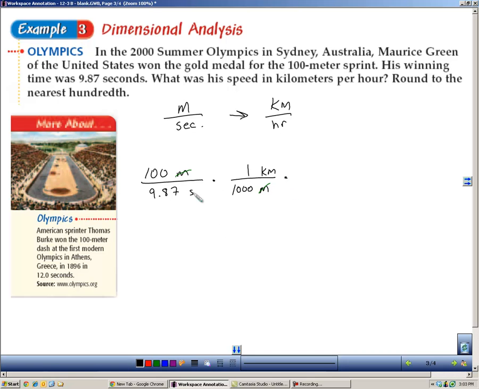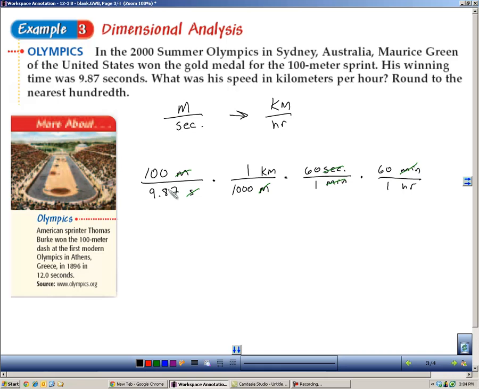The other thing I want to change is seconds into hours. So I've got to put seconds on the top, and I'm not going to go seconds into hours. I'm going to go seconds first into minutes. And there are 60 seconds in 1 minute. And why did I put seconds on the top? Because seconds will cancel with the seconds that are on the bottom, because you always want to put the unit on the opposite side, top or bottom, so it will cancel. And now I'm going to have 60 minutes in 1 hour, again putting the minutes on top so that those will cancel with these minutes.